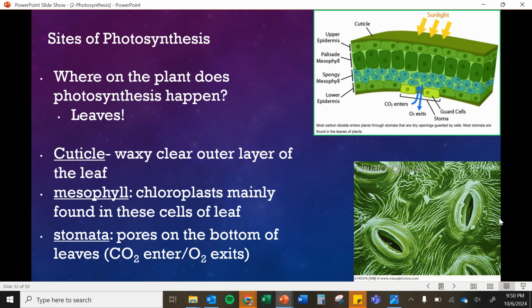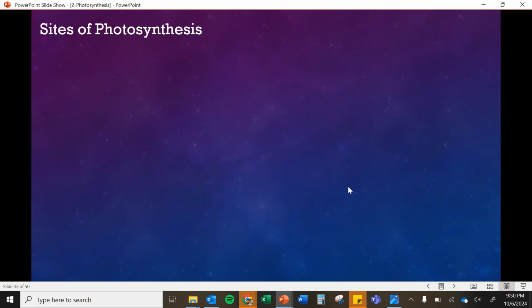Here are some pictures of stomata. Think for a second, why can't stomata just stay open all the time? Because we do need that gas exchange. But the reason they can't be open all the time is that it makes the leaf more prone to lose water, which is important for the cell as well. So we need them open to let gas in and out, but we also need them closed as much as possible to prevent losing too much water.